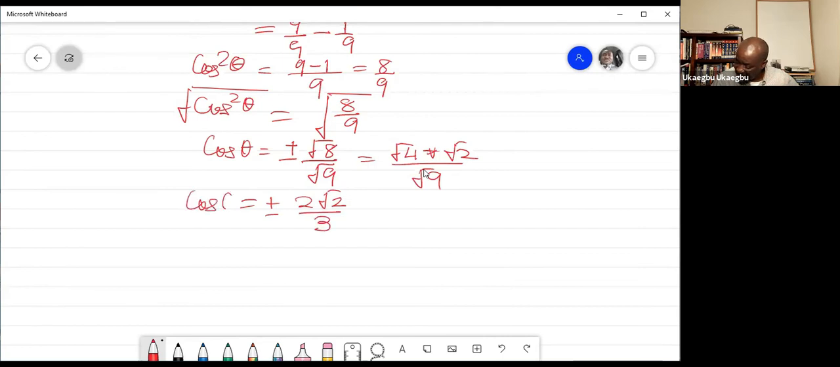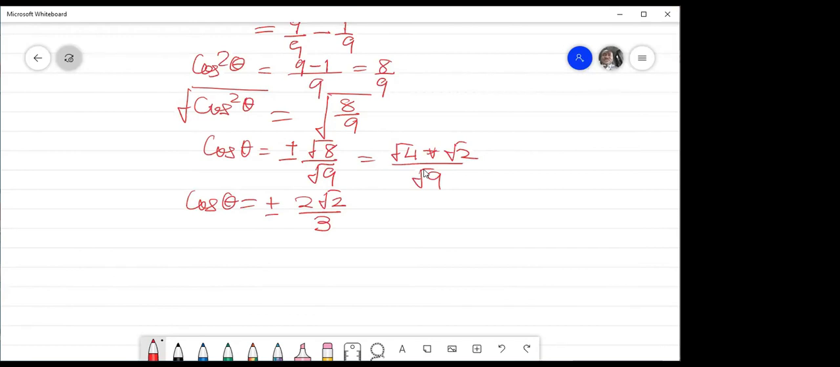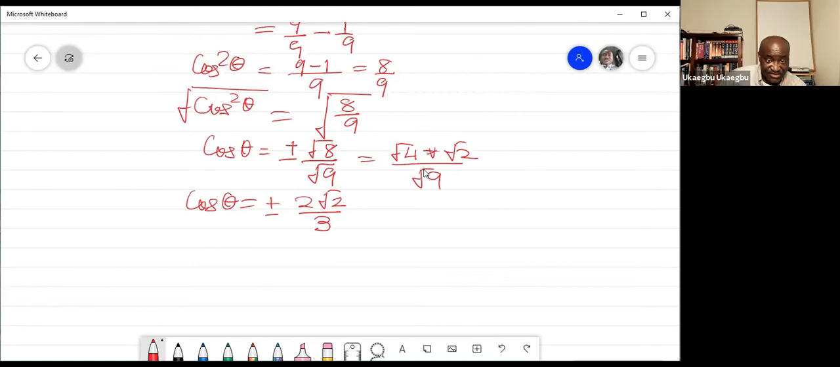That's cos theta. Now, look at the chart I gave you. Cos theta, is it positive or negative? It's negative. If it is negative, look at the chart again. So the chart I gave you is correct. It's a reference. So if it is negative, that means your cos theta is equal to negative 2 square root of 2 over 3.